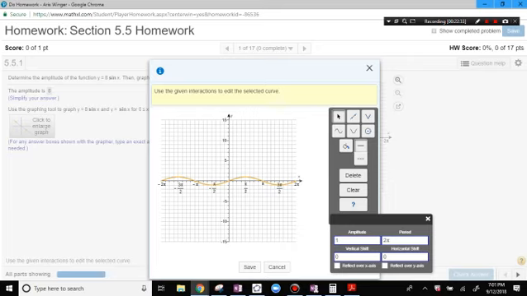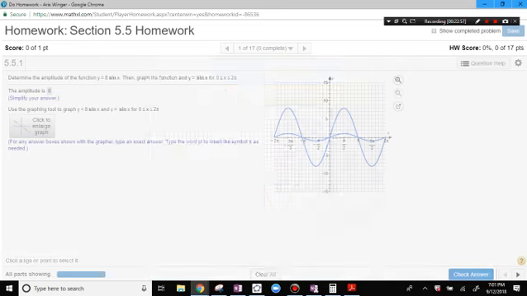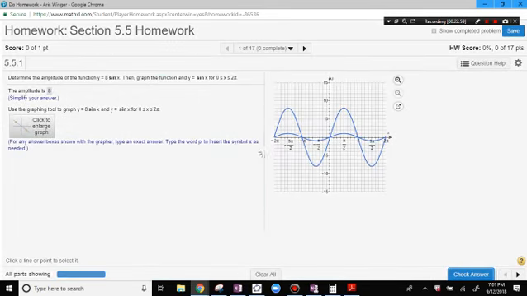So this one has an amplitude of 8. I change that to an 8, press enter, and then it gives the other one. You have the original one, which is blue, that's the sine of x, and then the other one is 8 sine x. It's not surprising that this is 8 times the other one. And then that's it. You save that, and then you check that.